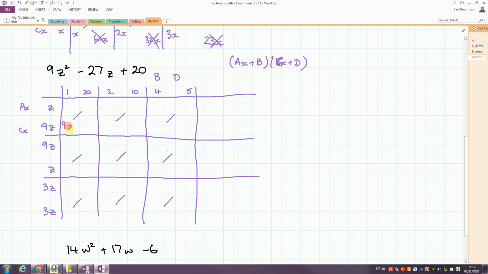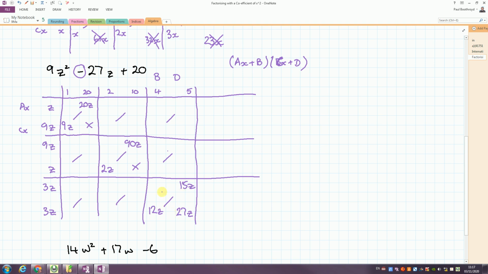So 9z and 20z doesn't work. Let's go diagonally. We've got 2z and 90z, definitely doesn't work. Let's try 12z and 15z. There's 27z. Last part is check that sign. I want that to be negative.